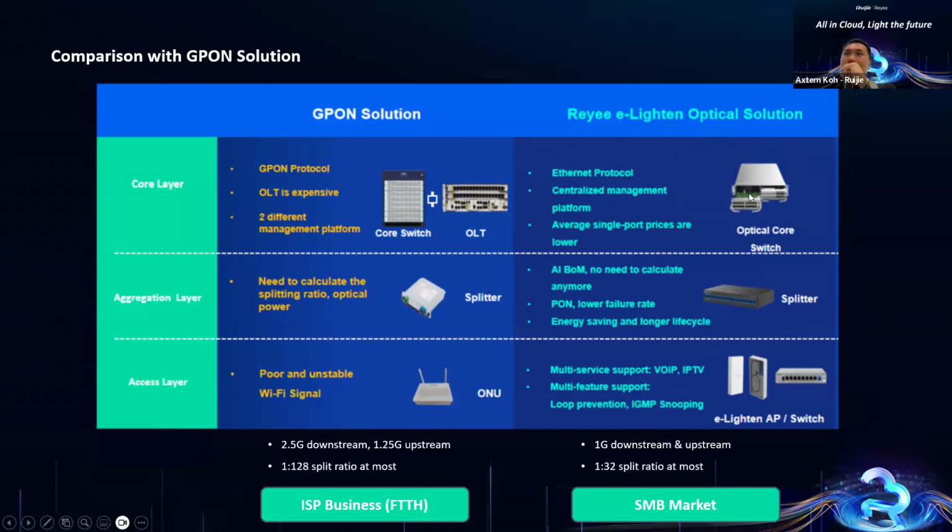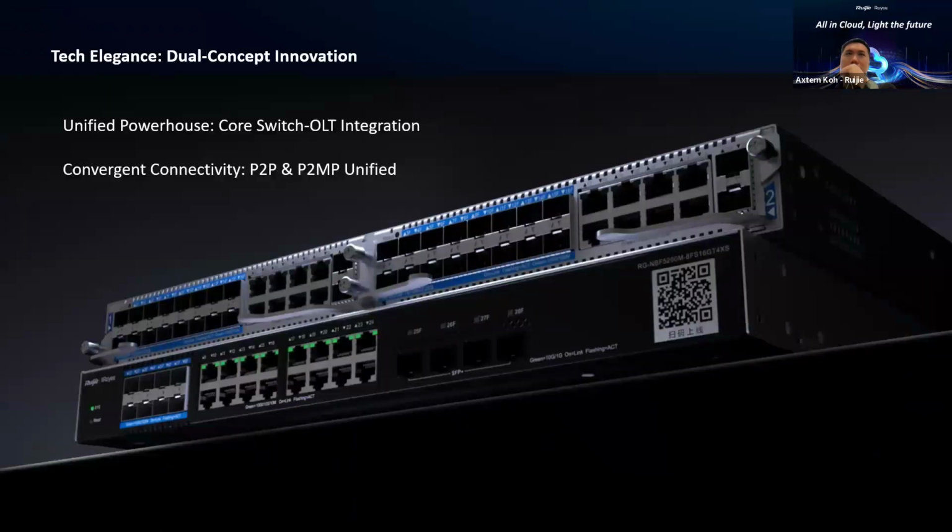But our pricing, comparing our core switch with the OLT and ONU, is cheaper. You can check the price with Iris, I think, later on. So this is what I'm going to share, the concept about our E-Lighten.